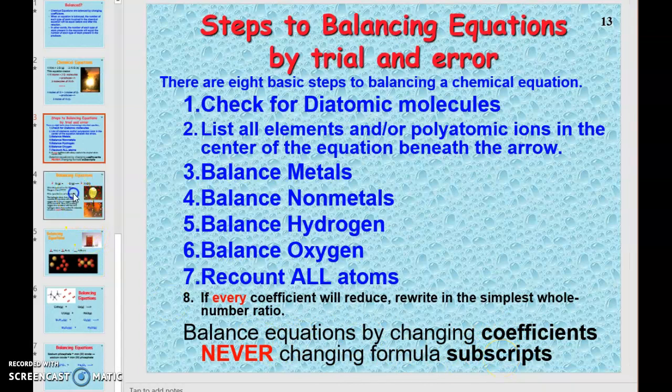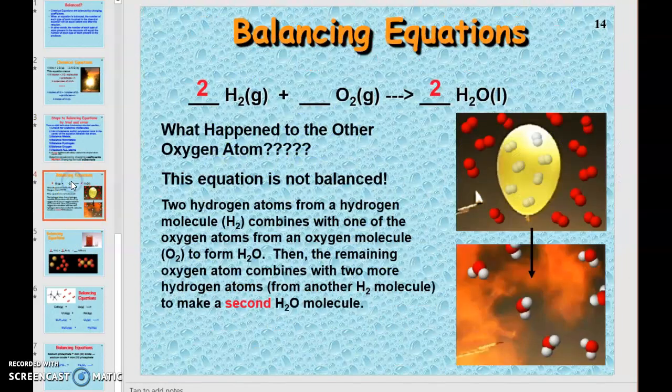unless you find that you have incorrectly written the formula for a compound. All right, so we'll look at a couple of these here and talk through how you would balance them. So without the coefficients here, this would say 2 hydrogen atoms plus 2 oxygen atoms make H2O, which has 2 hydrogen atoms and 1 oxygen. Well, where did the other oxygen go? So it would not be balanced.